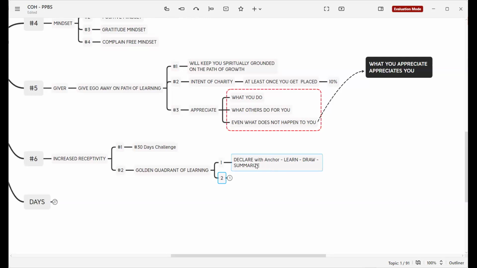Now, coming back to the very first one, what is declaration with the anchor? When I say anchor, I'm sure every one of you has heard of an anchor. So can someone tell me when you first heard of the anchor? Anyone? When I say anchor, what do you mean by that?